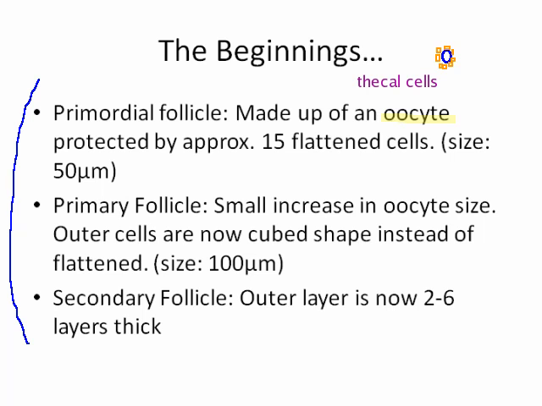So follow the progression of these cells. As a primary follicle, the oocyte, the egg, increases in size. The cells that are these flattened cells surrounding the oocyte become cuboidal shaped. And then as a secondary follicle, now we begin to add layers of cells surrounding that oocyte.